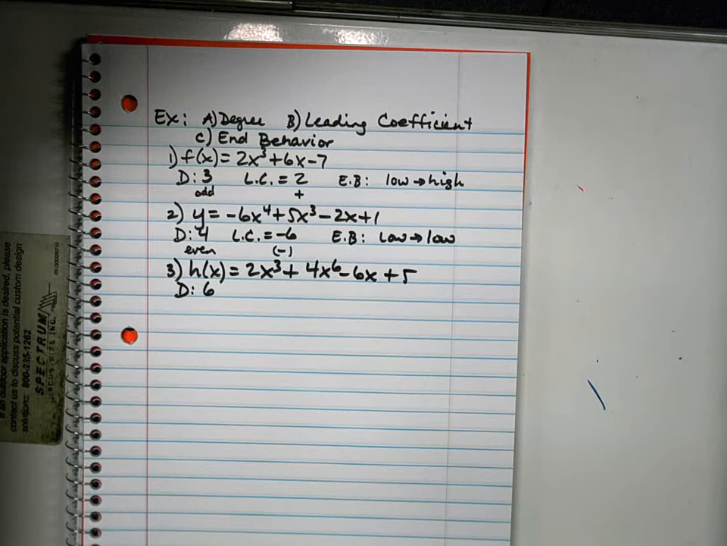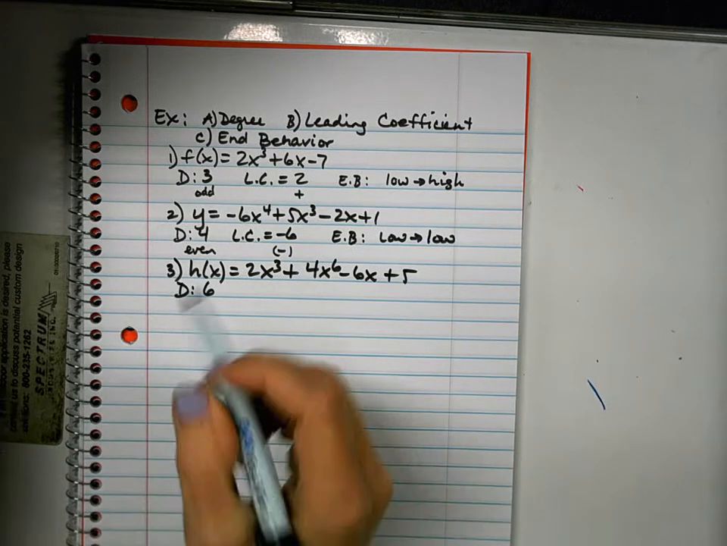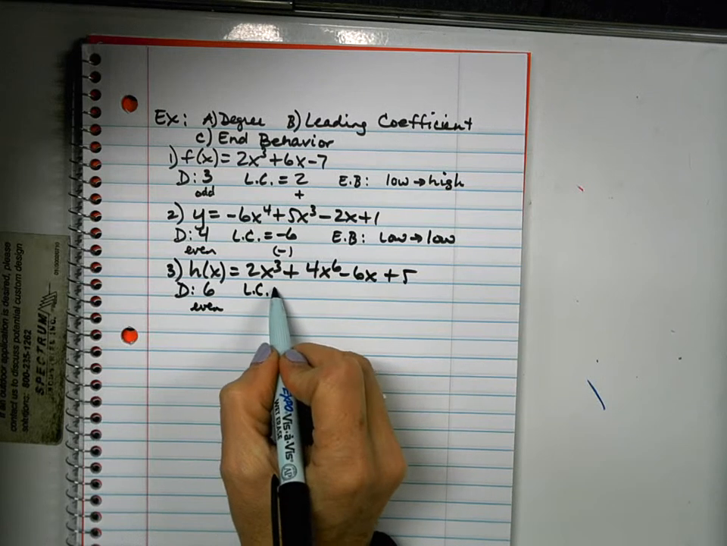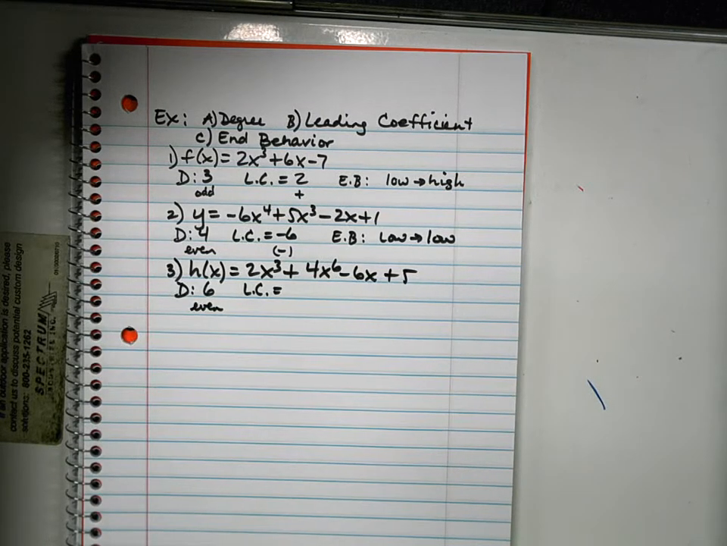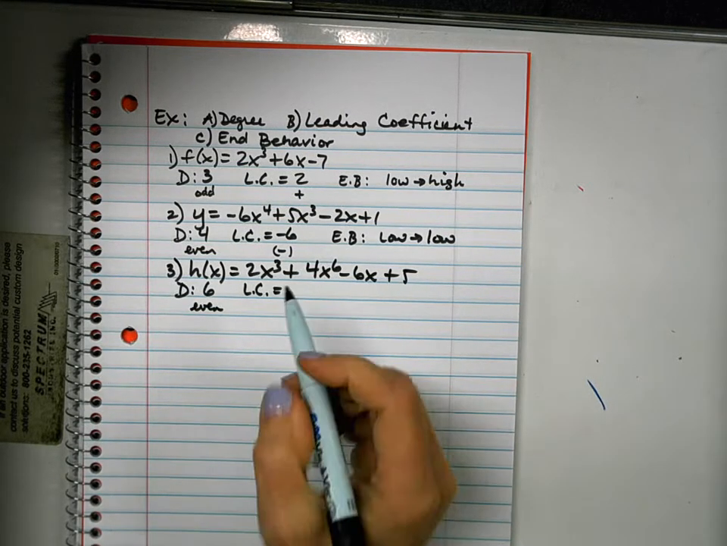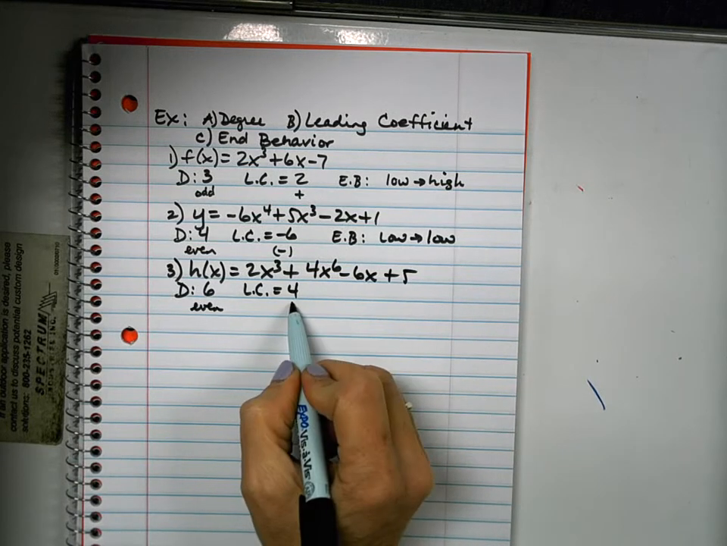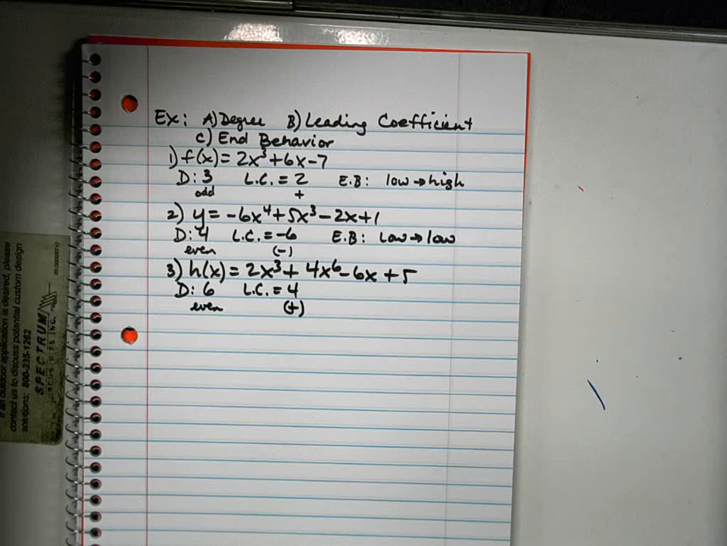Odd even or positive negative? Odd even. So this is what I'm thinking. This is even. Okay, now, leading coefficient. What's the coefficient in front of the x that has the 6 on it? 4. Odd even or positive negative? Positive, right? Okay, so it's even positive. What's the end behavior?